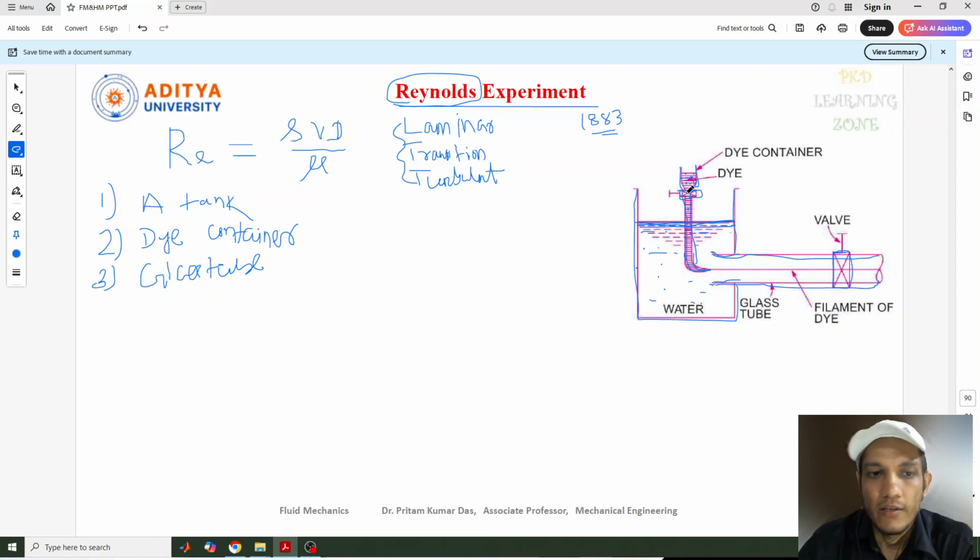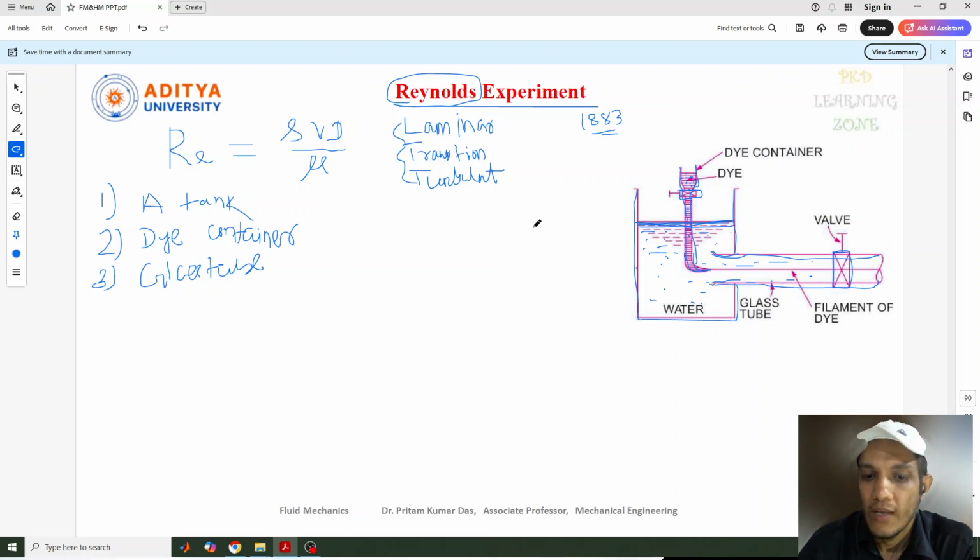Now the water from the tank is allowed to enter at one end. This is the water which is present here, and it is allowed to flow through the glass tube. But here one valve is there. If you close the valve, there will be no flow. Here we also have a valve to control the flow of the dye, and this one to control the fluid flow through the tube.